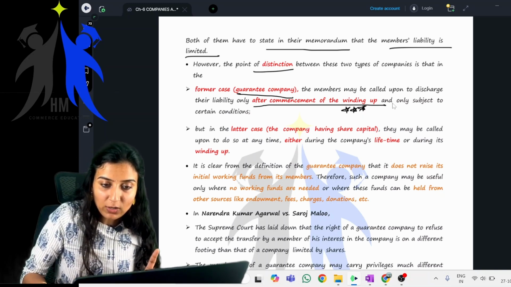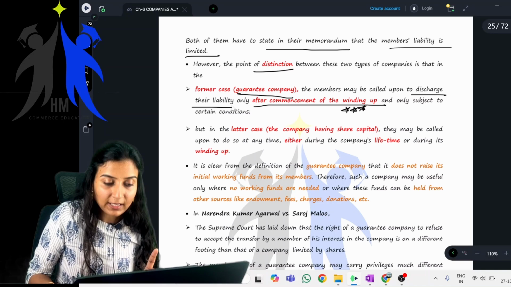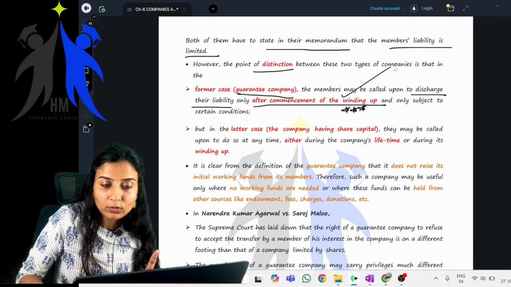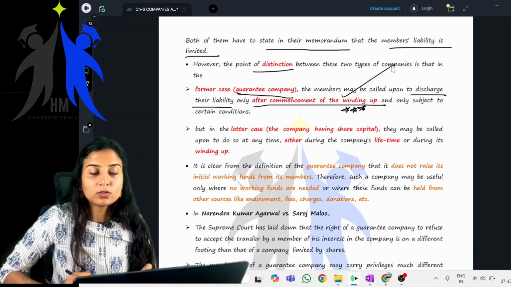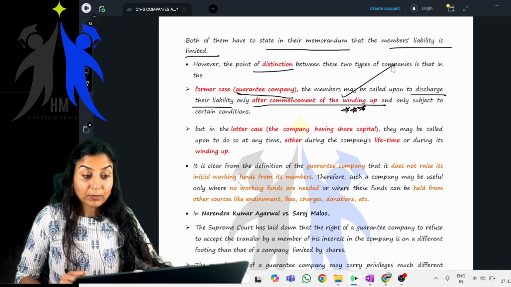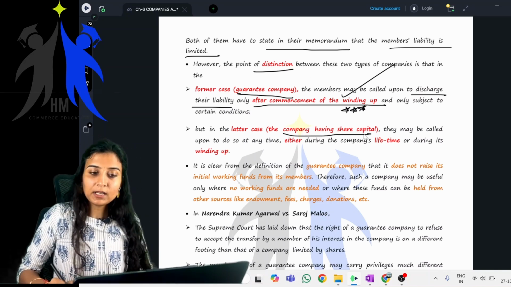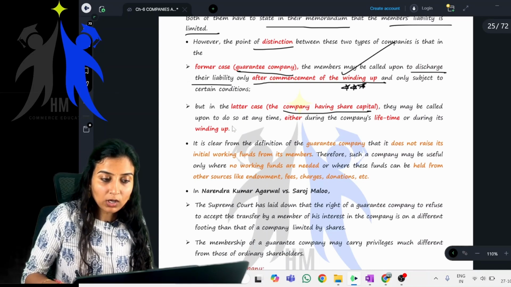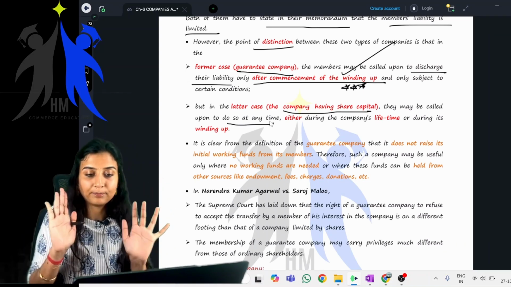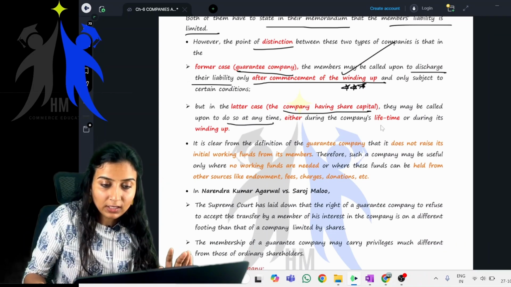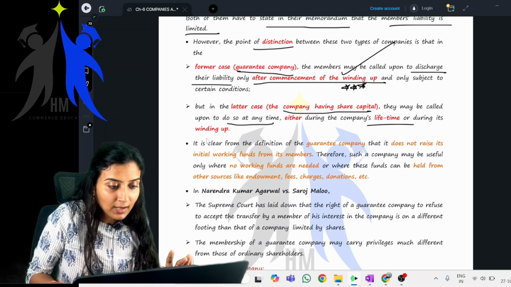The members may be called upon to discharge their liability only after commencement of winding up, and only subject to certain conditions. But in the latter case, which one is that? Company limited by shares. Company limited by shares, they may be called upon to do so at any time, at any time during the company's lifetime or during winding up.